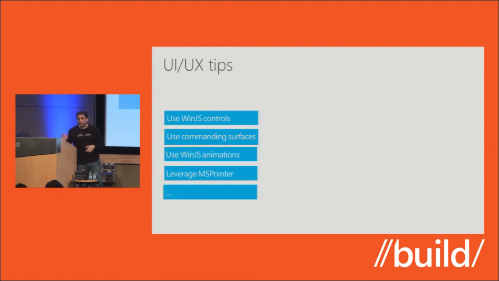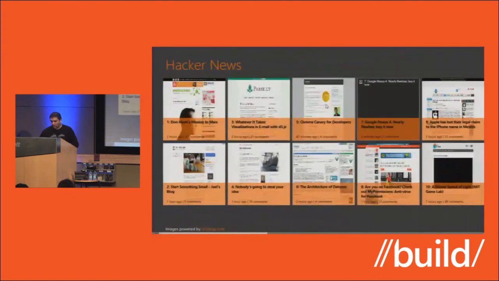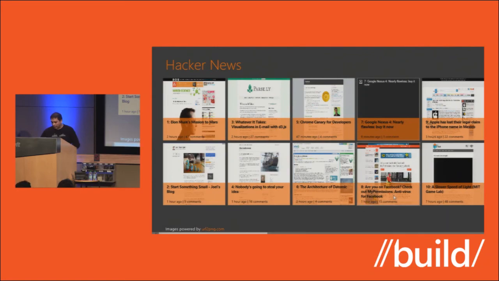If you look at the list view, we have the scrolling, we have selection, we have a lot of functionality that we've added onto the application. Right here, for example, we have scrolling, we have the app bar coming up. All of this is functionality that you get for free just from using the Win.js controls.